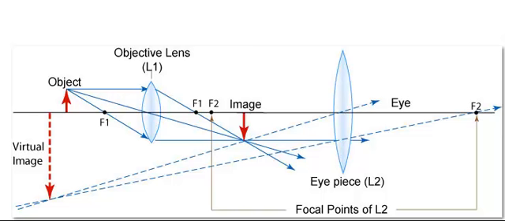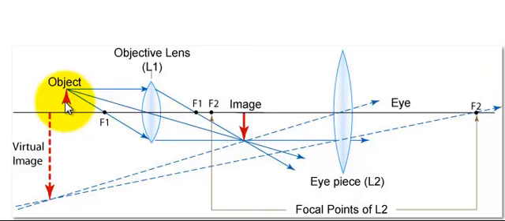This diagram shows the two lenses of a compound microscope. This is the objective lens, and this is the eyepiece lens. This is the principal axis, and these two points are the focal points of the objective lens, and these two points are the focal points of the eyepiece lens.